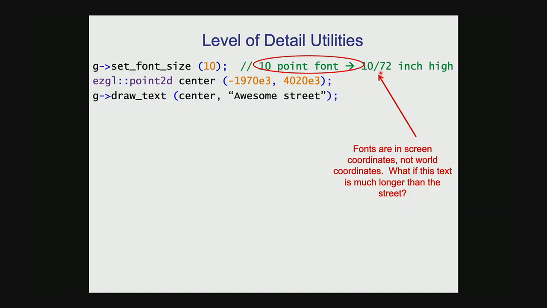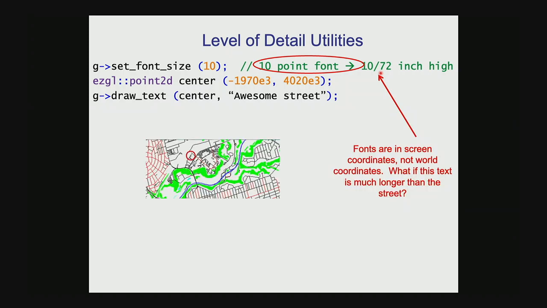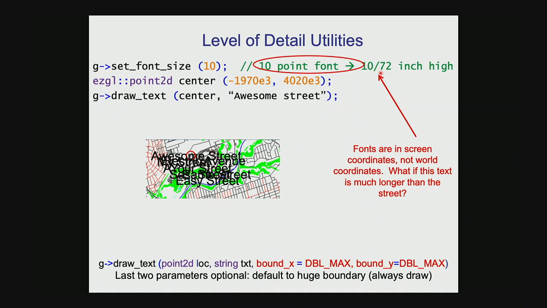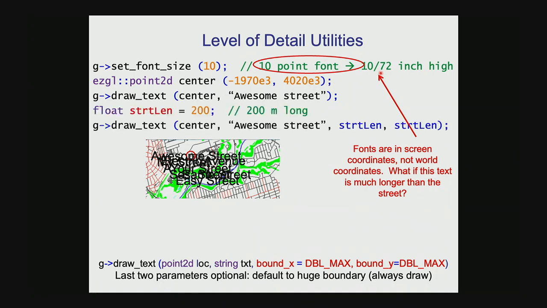But what if this text is much longer than the street right now? Like I'm at the zoom out level of the city, the street is not showing properly, but the text stays there. It might be fine for one street, for example. Oh, this is good, awesome street. But if you keep doing it for every single street and loop over all of the streets, you will notice that it gets a lot messy quickly, okay?